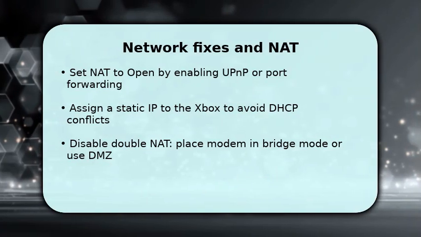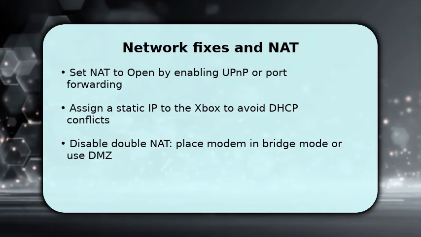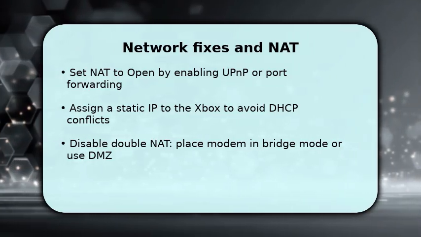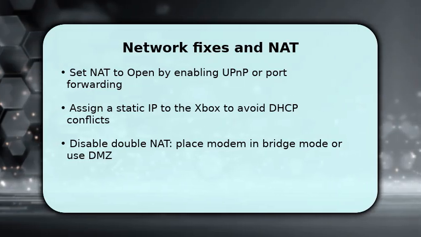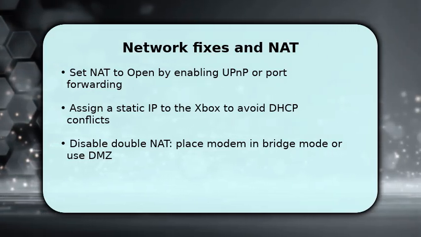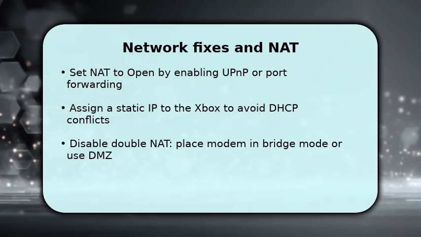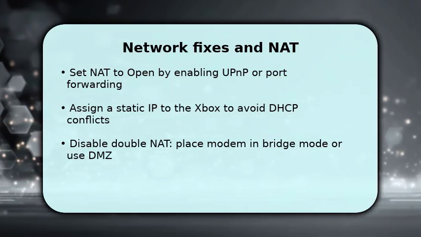Now focus on the network. If the NAT is moderate or strict, enable UPnP on your router or forward Xbox ports 3074 UDP/TCP to your console's static IP. This opens connections for parties.